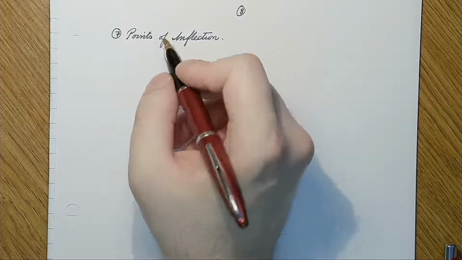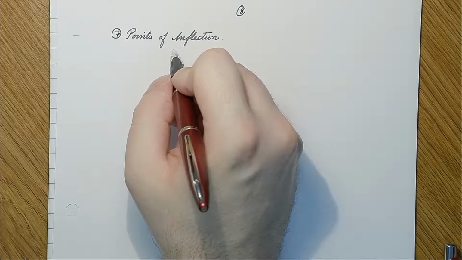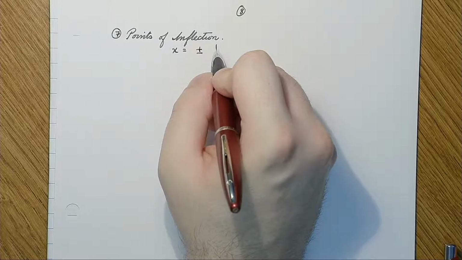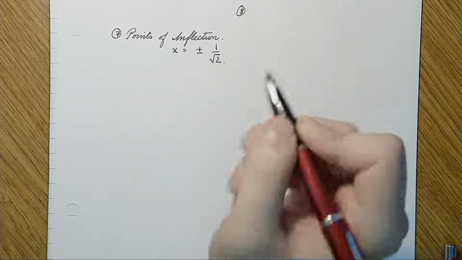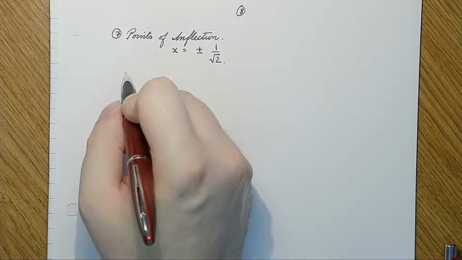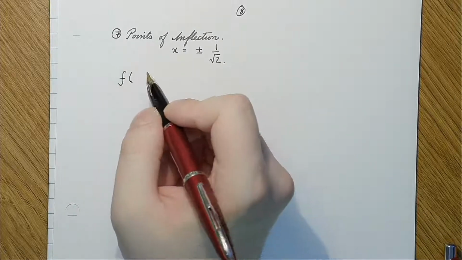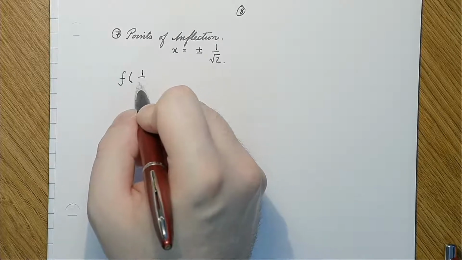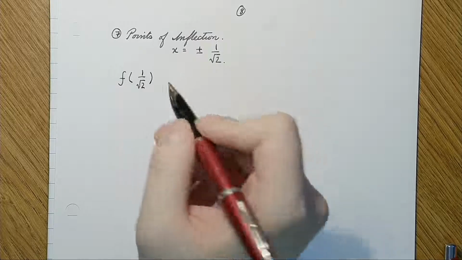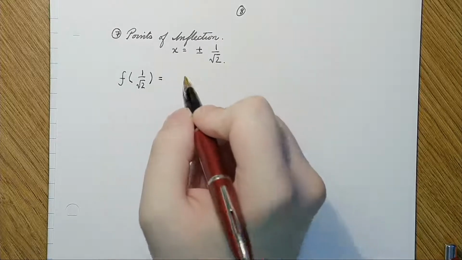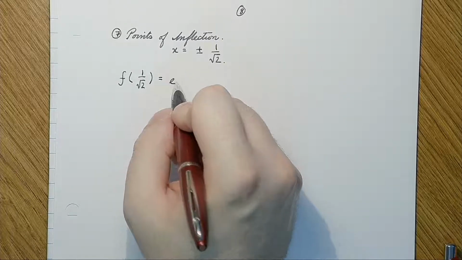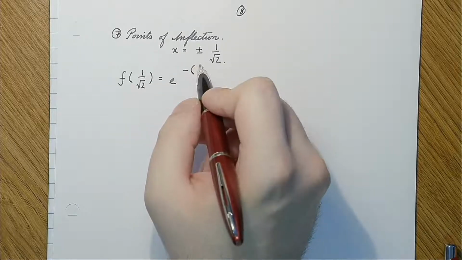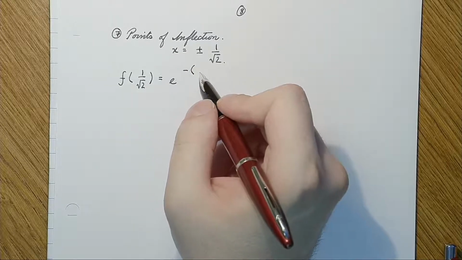So those occur when we had plus or minus 1 over root 2. So substituting in those values, 1 over root 2 is equal to e to the minus. Yep.